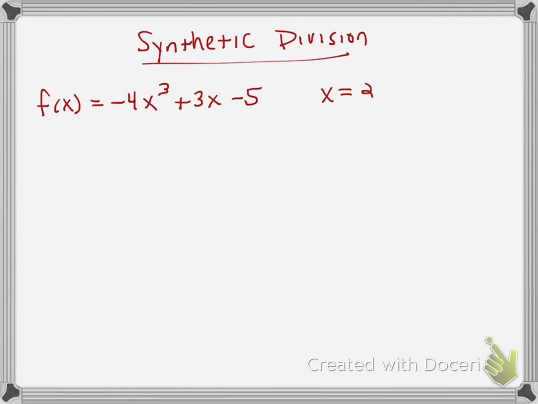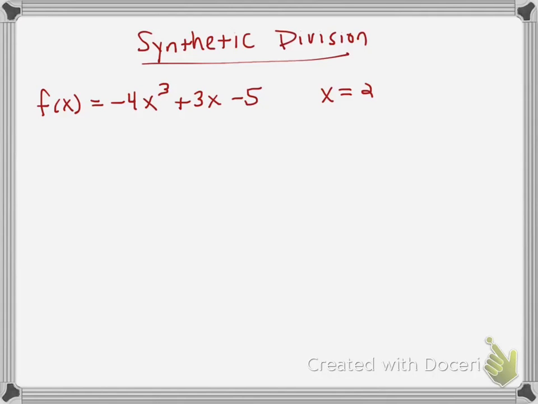All right, so what we're going to do is look at a little bit of synthetic division. We started to do this in class. We've got a function here: negative 4x cubed plus 3x minus 5. We're going to determine, is x equals 2 one of my zeros? Is that an x-intercept? We can do that by using synthetic division.